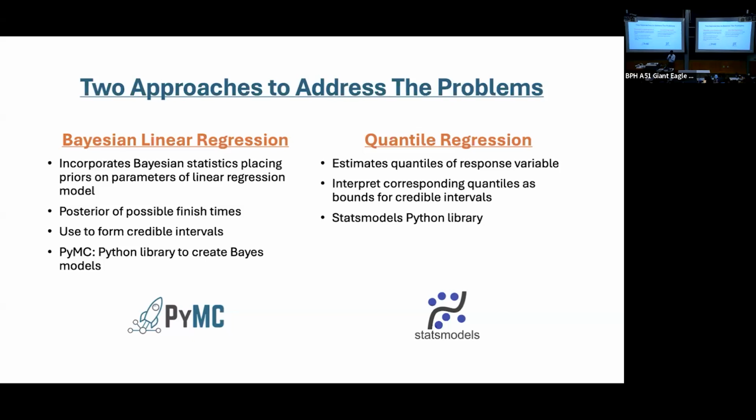And then similarly, but distinctly, quantile regression is another method where, instead of traditional linear regression, which estimates the mean of the response variable, quantile regression estimates the quantiles or the percentiles. So not only can you estimate the median, which we can use as our point estimate, but we can also estimate, for example, the 75th and 25th percentiles and use that as bounds for a 50% credible interval. And we can interpret that as a measure for uncertainty quantification as well. We implemented both of these in Python using the PyMC and statsmodels packages, respectively.